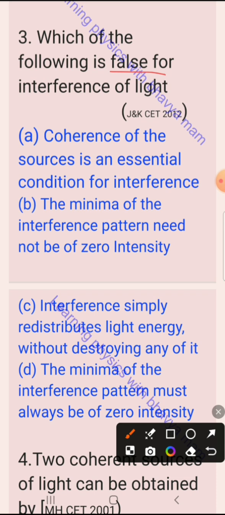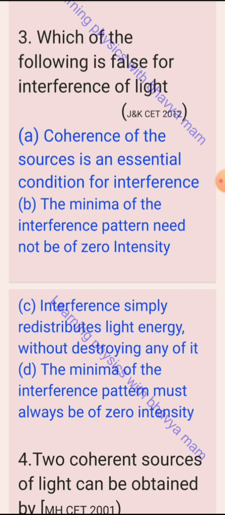The second option, the minima of the interference pattern need not be of zero intensity. Yes, this is also correct. Even if it is a minima, it may not be having zero intensity. The third option is, interference simply redistributes light energy without destroying any of it. This is also correct because we know that interference is based on the law of conservation of energy. Interference is a modification or redistribution of the light energy. There is no destroying of it.